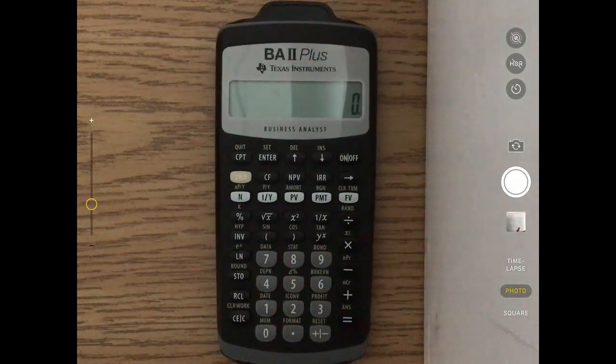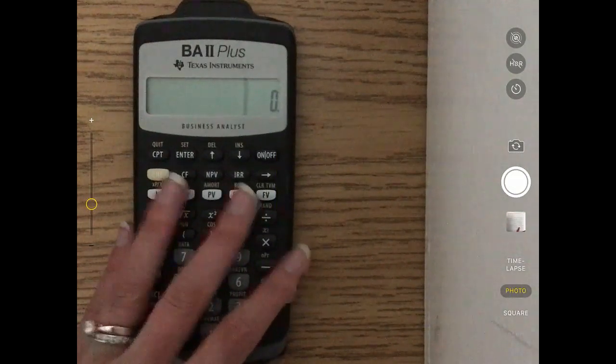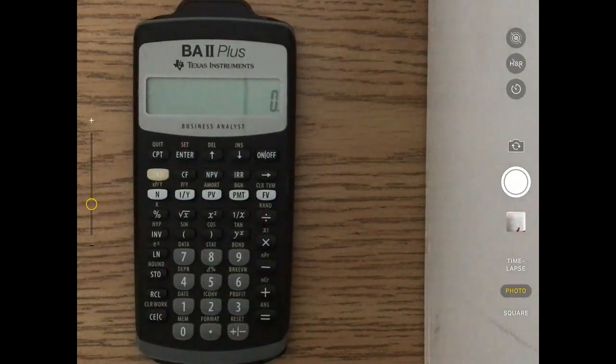There. Some glare. What would we do without any glare? That's pretty good.